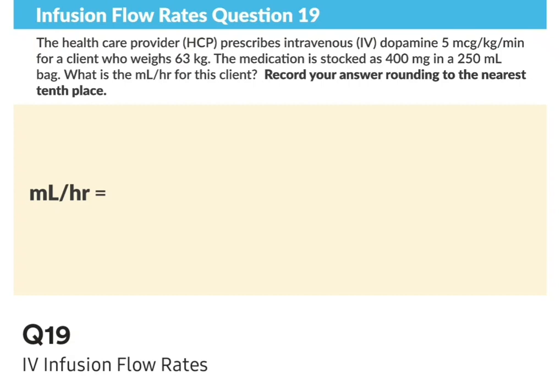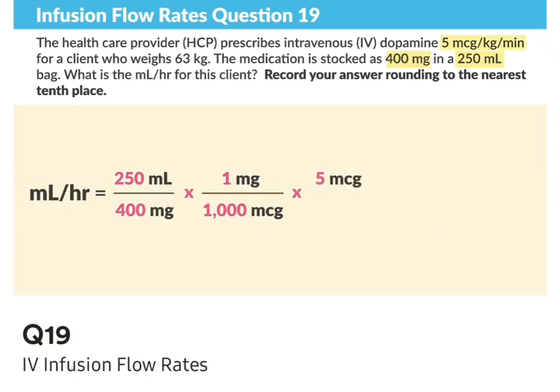Now let's set it all up. So 250 mLs over 400 milligrams here, because the 250 ml bag is the total volume. And underneath is the 400 milligrams. And we multiply that by 1 milligram over 1,000 micrograms, because 1 milligram equals 1,000 micrograms. Now on top, we have 5 micrograms per kilogram, because that is what the question is asking for, right? Now the client weighs 63 kilos, and we're over 1 minute. And then the last part of it here is 60 minutes in an hour.